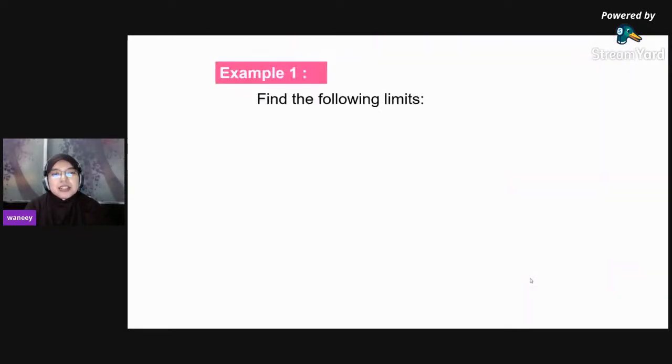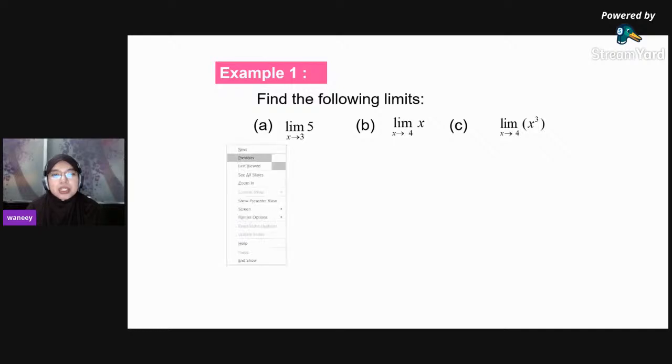Okay, so now let us go to the example. The first one, A, find the limit as x approaches 3 of 5. And then B, find the limit as x approaches 4 of x. And then C, find the limit as x approaches 4 of x to the power of 3. I'll give you 2 minutes to calculate the limits for A, B, and C. Once you know the limits, you can simply write them down in the chat, separated by commas for A, B, and C. So I'll give you 2 minutes starting from now. Please calculate the limits.